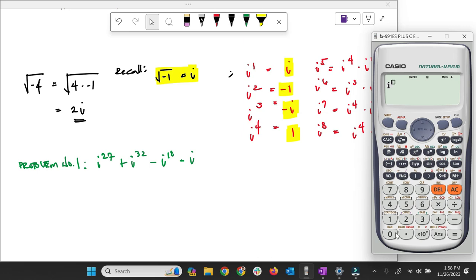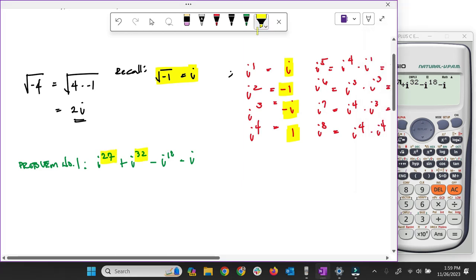So, i raised to 27 plus i raised to 32 minus i raised to 18 and then minus i. Pag nilagay mo sa calculator, as in ganun, math error ulit. Bakit nga? Kasi tingnan niyo yung exponents, so 27, 32, 18. Ano nasabi ko kanina? Ang kaya lang isolve ng calculator ay hanggang i raised to 3.